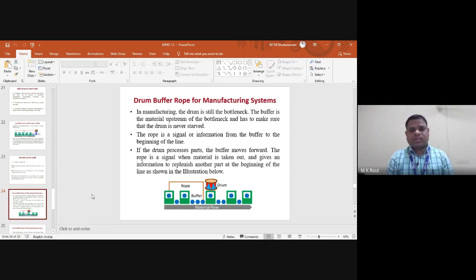If the drum processes a part and the buffer moves forward, the rope is a signal that the material is taken, and it gives a signal to replenish, telling another part to begin at the start of the line. So if you find any kind of difficulty, the rope signals the information directly from the buffer to the beginning of the line. In this regard, it is simpler to implement drum buffer rope in manufacturing, and with only one buffer, problems can be easily rectified or resolved. So if the drum processes a part and the buffer moves forward, the rope signals when the material is taken out and gives the information to the part at the beginning of the line. So in this particular figure.